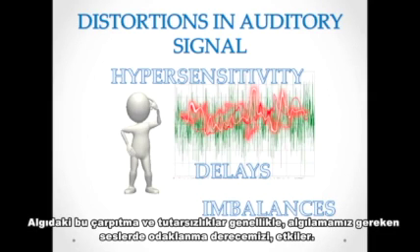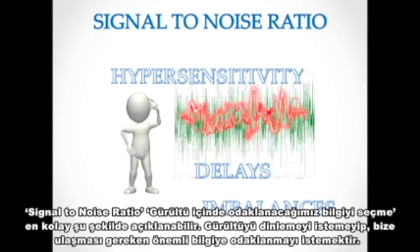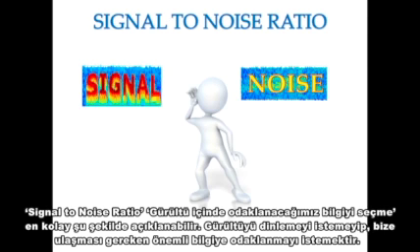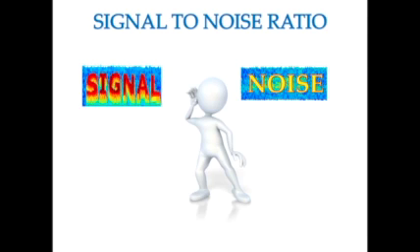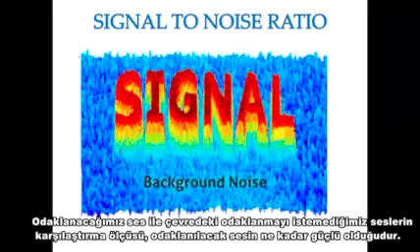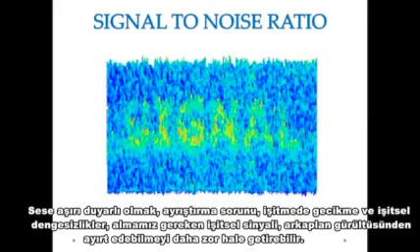These inconsistencies and distortions in perception often affect the signal-to-noise ratio. An easy way to understand the signal-to-noise ratio is to think of the signal as the important information you want to focus on as you try not to listen to the noise. The signal-to-noise ratio is a measure of how strong that signal is compared to the background noise around it. Hypersensitivity, distortions, delays, and imbalances can weaken the auditory signal, making it more difficult to distinguish from background noise.